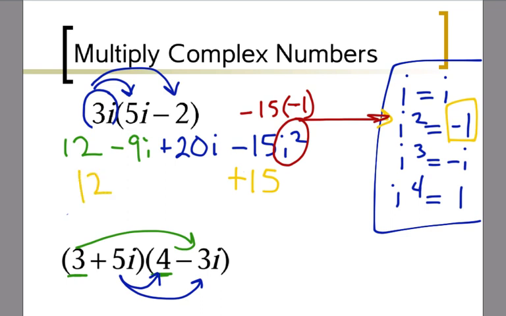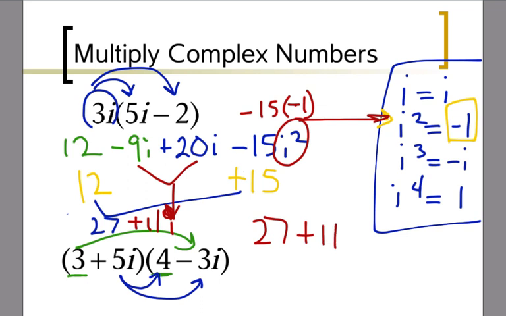So those are actually going to combine. Give me 27. And then I go ahead and take my negative 9 and my 20, and that should give me positive 11i. So my final answer is here, the 27 plus 11i.